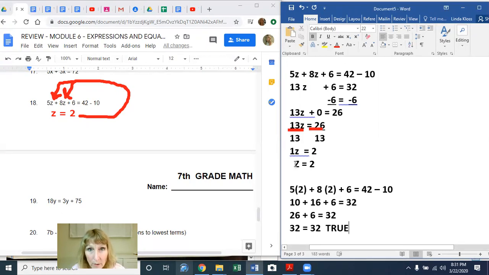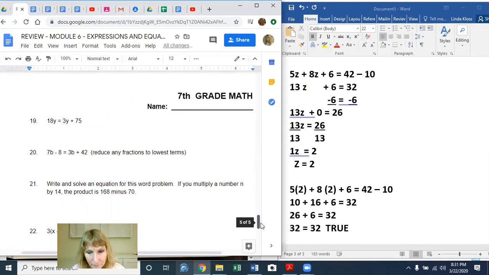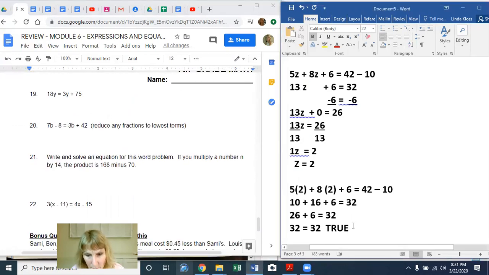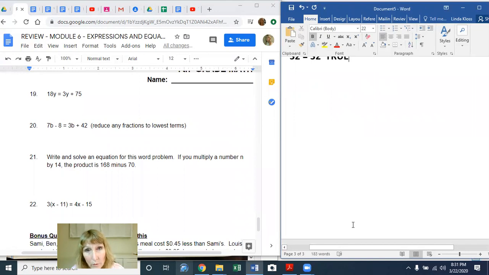Okay, if you need to pause the video, you can. I'm going to go on from here. We're going to scroll. Here are my drawings. And we're going to scroll down to number 20. 20 is similar, but this time they want the answer in a mixed number, a whole number and a fraction if anything's left. So we have 7b minus 8 equals 3b plus 42.